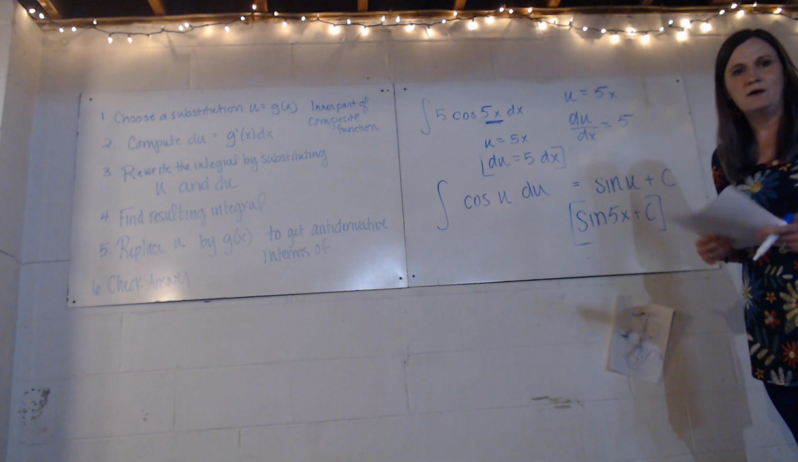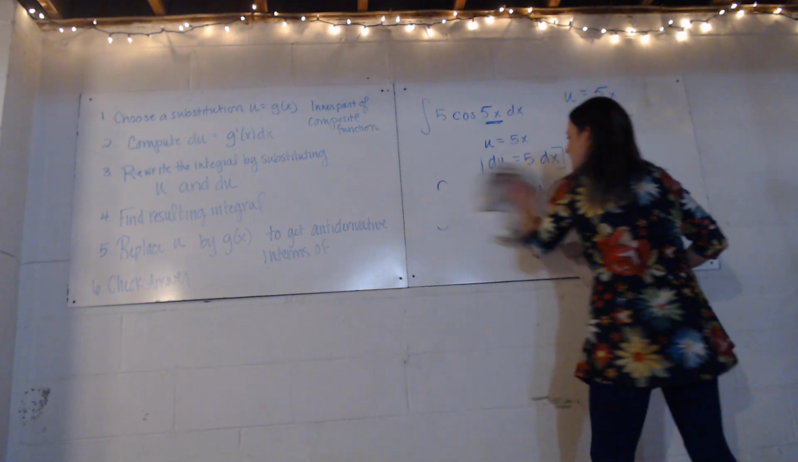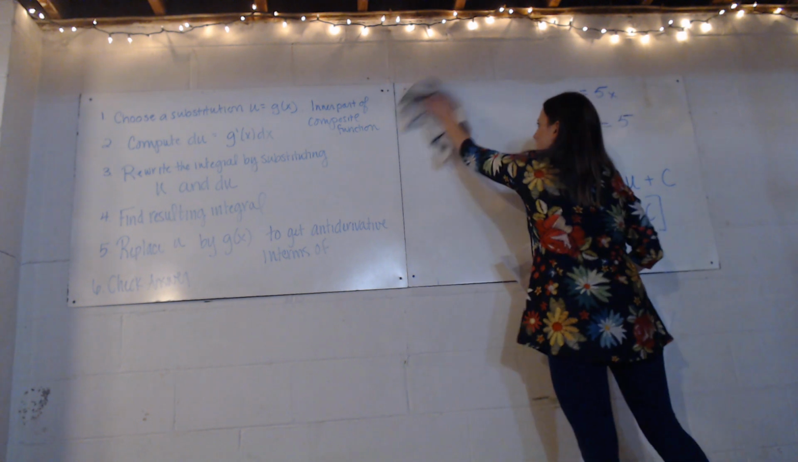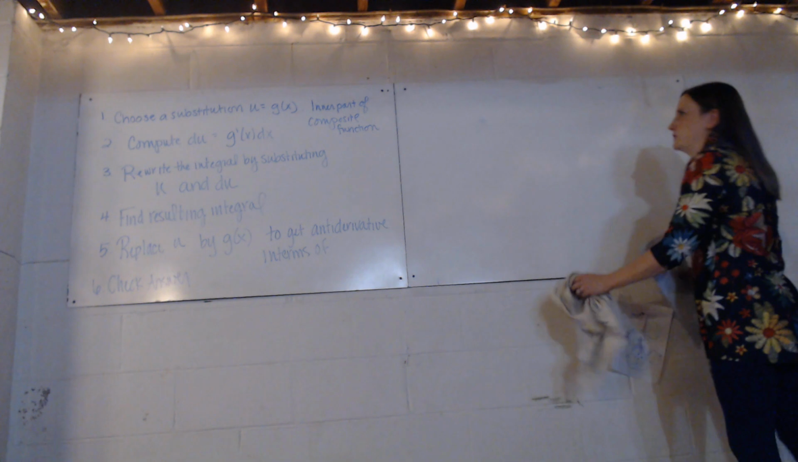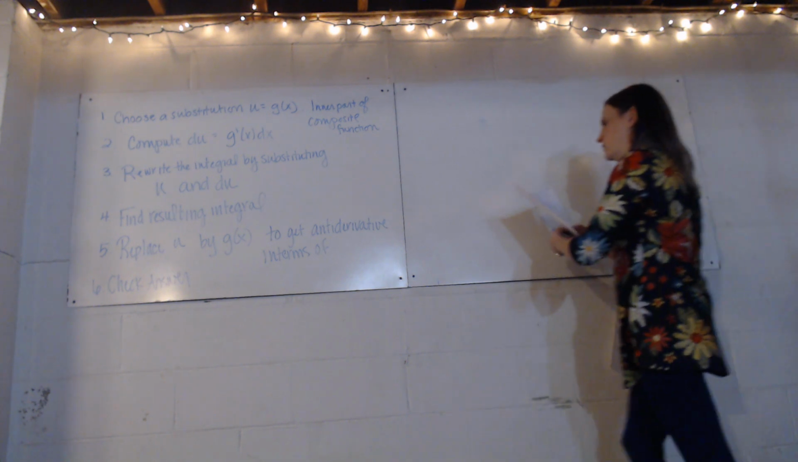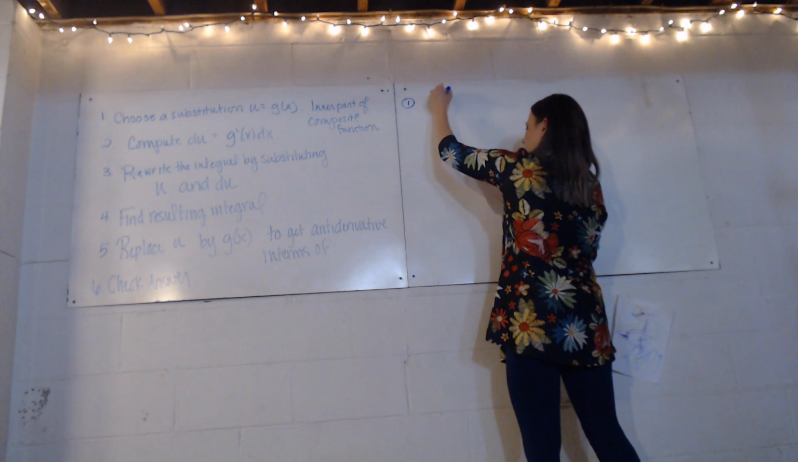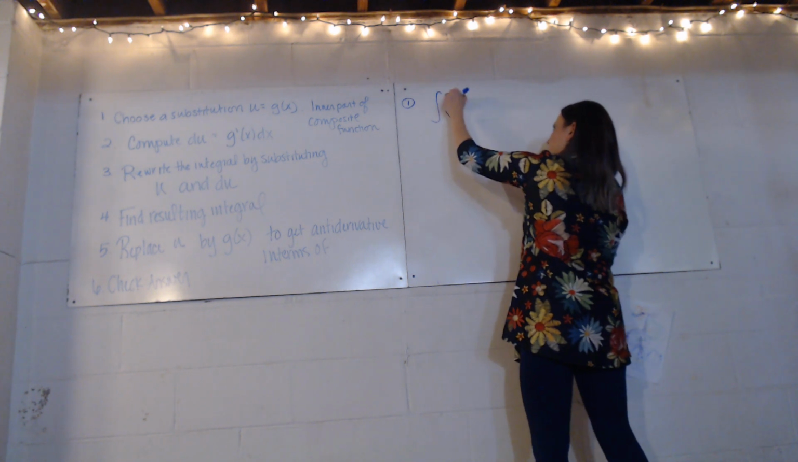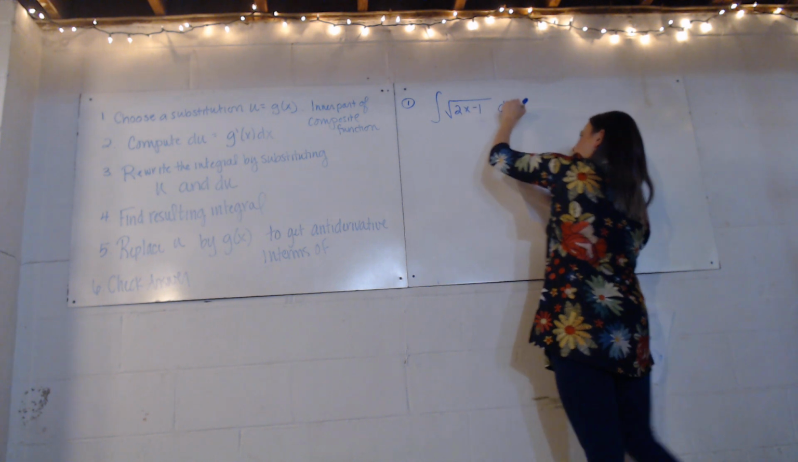This is getting to be a long video, I see, but I'm going to try and squeeze it all in. I'm on the last slide. Just going to crank through some of those practice problems, going through the same process. Okay, so number 1 has a square root. It says the square root of 2x minus 1 dx.